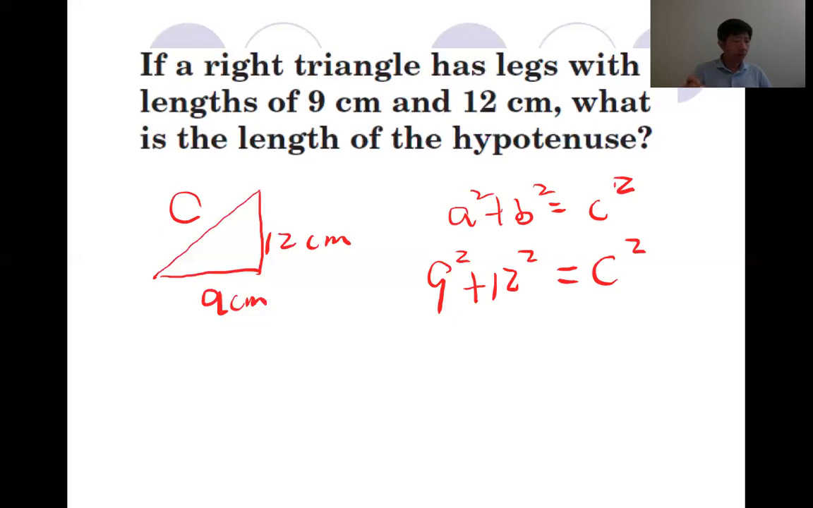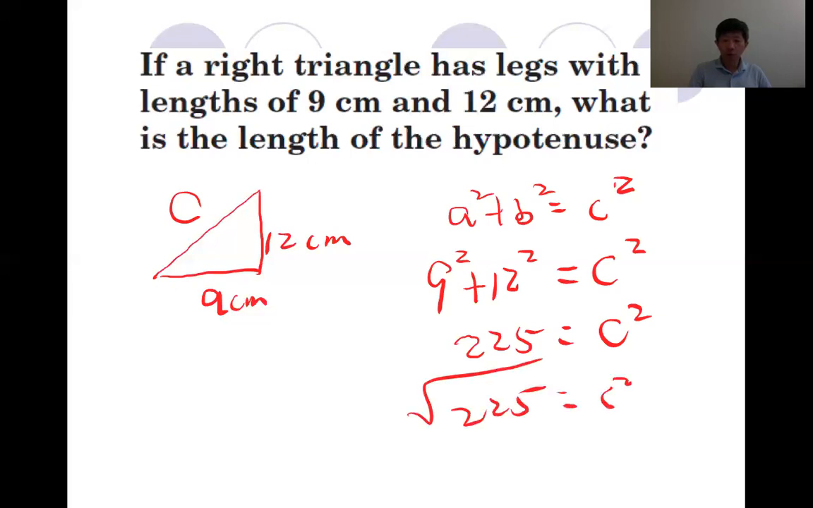So we replace a with 9 and b with 12. Next, we simplify. Once we add together, we have 225 equals c squared. Take the square root of both sides, so we find c is equal to 15. So this is 15 centimeters.